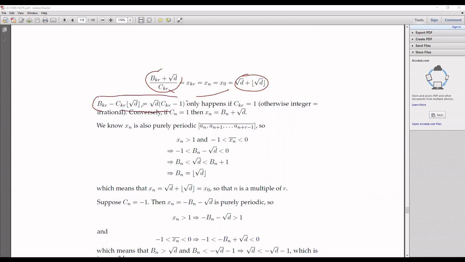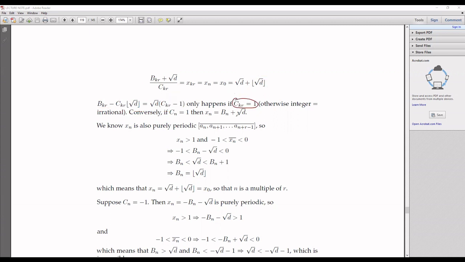And in this expression, can you see that the left-hand side is purely integer? BKR and CKR are by definition integers, and since you took the floor here, this is also an integer. But the right-hand side is not an integer because of this root d. And we are never going to produce a root d in this expression because CKR is an integer. So the only way this is going to be true is if CKR is equal to 1. So this proves that Cn equals 1.